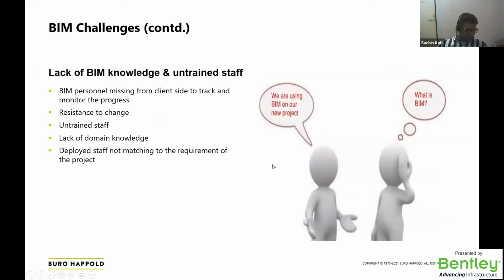As you may remember the days when people were working on AutoCAD, and in earlier days on drafting boards, people were reluctant to move on to software like AutoCAD. The same mindset exists among the experienced staff, I will say, not the new joiners, because they are adapting to this BIM world. But as we work in this industry, we need a mix of experienced staff as well as freshers.